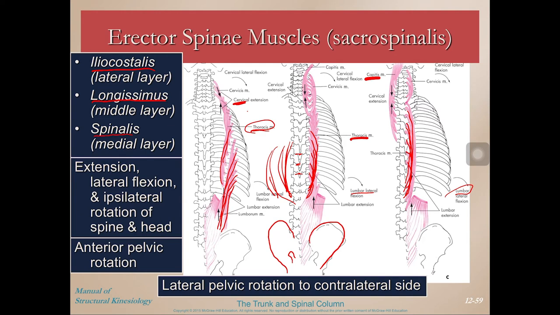Now, I mentioned before that this pelvic girdle, let's draw both sides, it moves as a unit when you have movement at the lumbar spine and movement at the hip. So this musculature, especially iliocostalis, because it's coming up off of the iliac crest, but also spinalis as well, because it's coming up off the sacrum too, they can assist in anterior pelvic rotation.